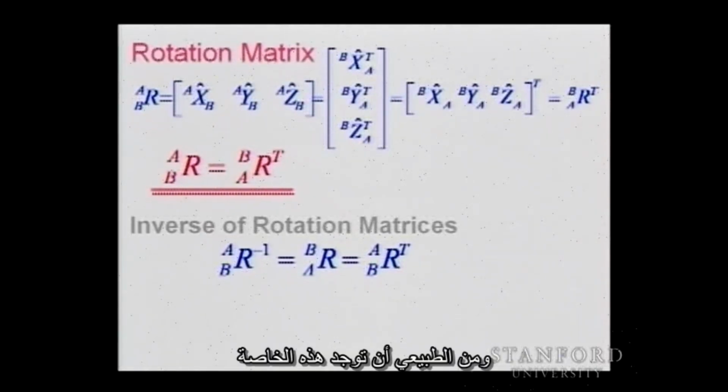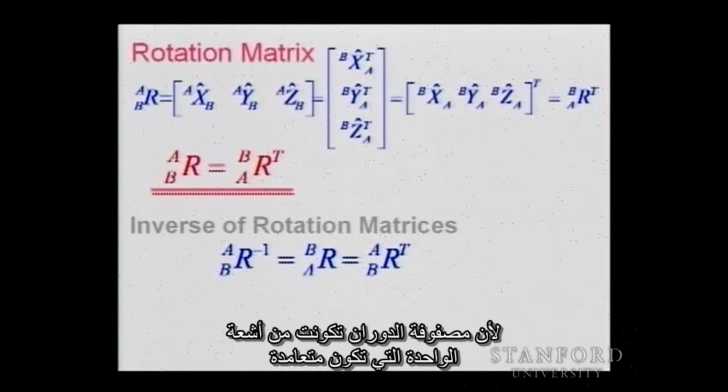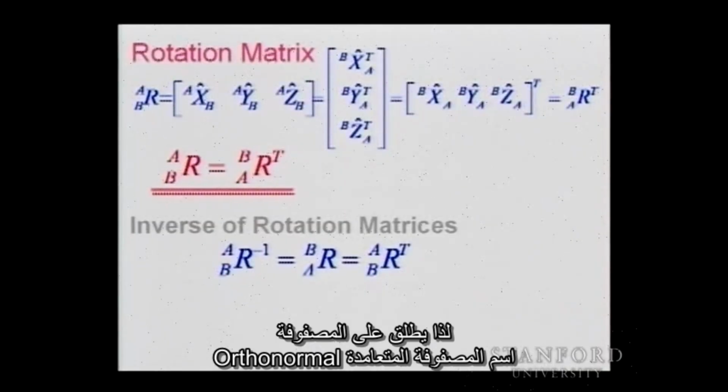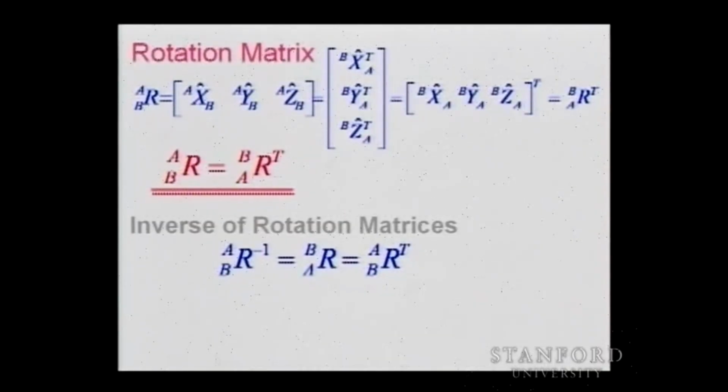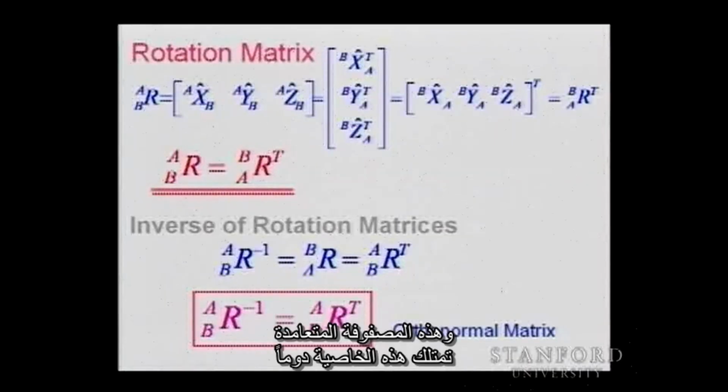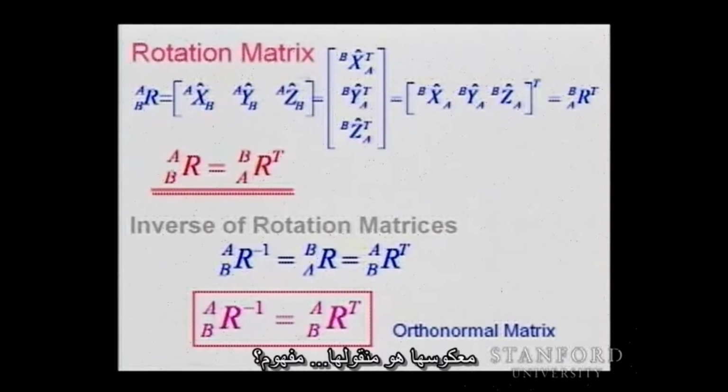And this property comes naturally because the rotation matrix is formed with these unit vectors that are orthogonal. So the matrix is called orthonormal. And this orthonormal matrix is always going to have this property. Its inverse is its transpose. All right?